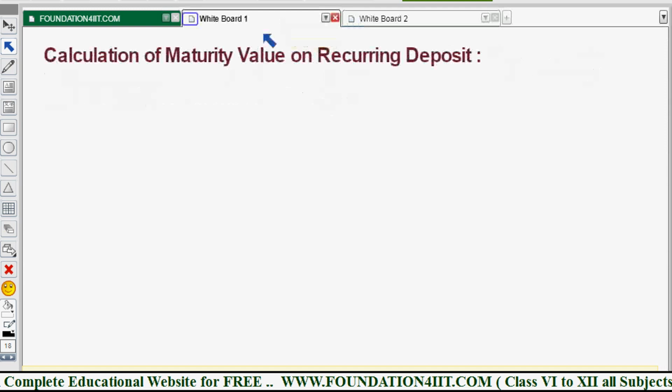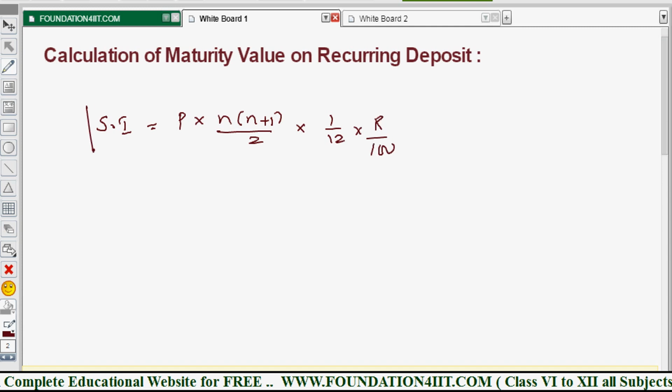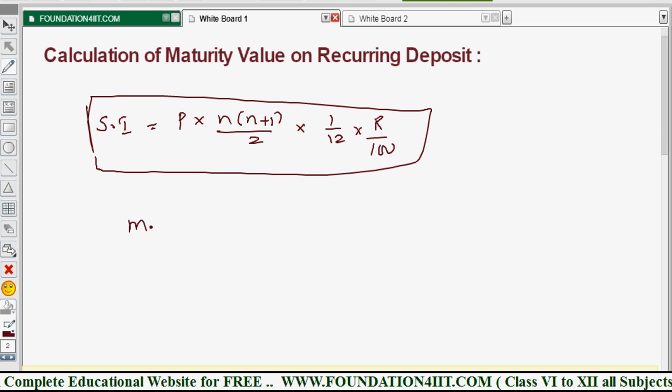So you see the formula. Simple interest is equal to P into (n plus 1) by 2 into 1 by 12 into r by 100, right? This is the simple interest formula. To find out the maturity value, P into n, this is the total amount deposited, plus simple interest.